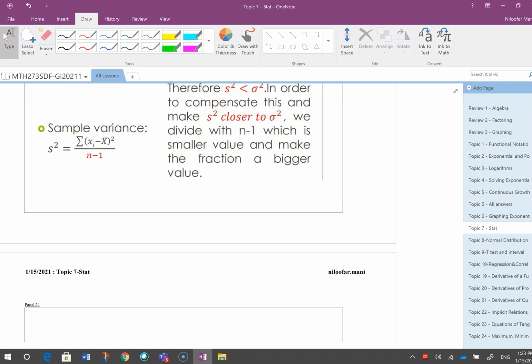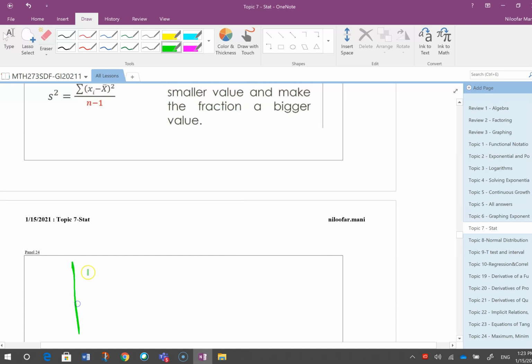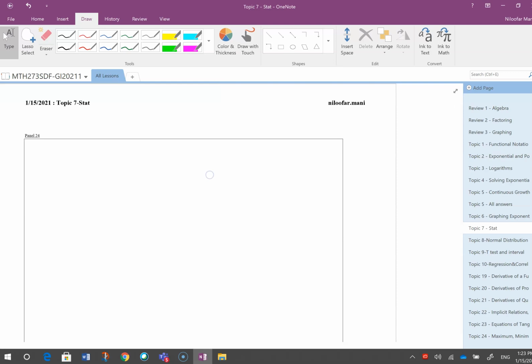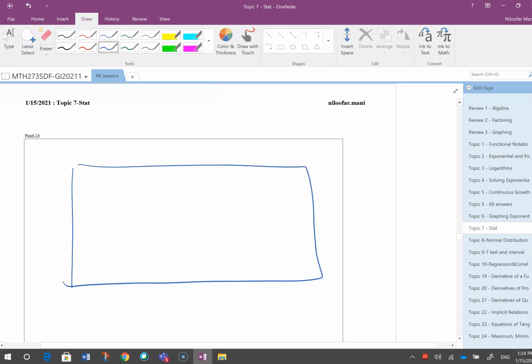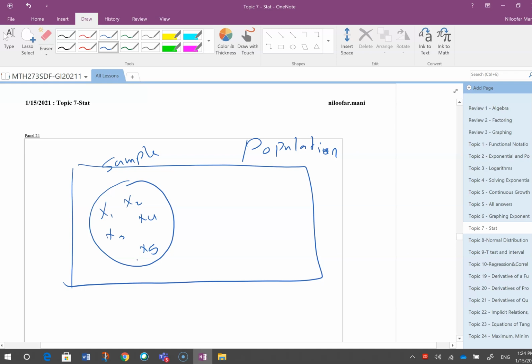Okay, so look at this. Let's say this is the population, all data. I don't have access to the population. I have access to a sample. So I have data from the sample, x1, x2, x3, x4, and x5, for example. Then I have x bar, which is here. But mu, the mean value for the population, is in the center of the population, not in the center of the sample.